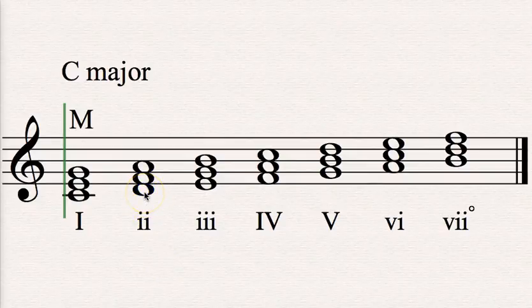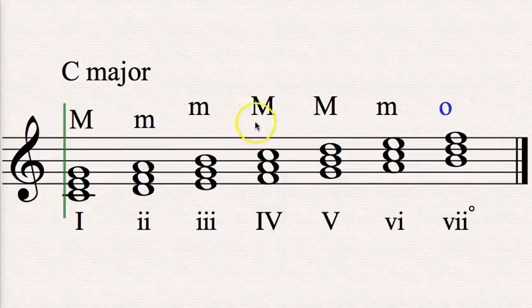Okay, so the two chord is always going to be a minor triad in a major key. Did I say minor key? I meant minor triad. The three chord is always going to be a minor triad. The four chord is always going to be a major triad. Five chord, another major triad. The six chord, a minor triad. You'll notice the seventh chord is the only one that's not major or minor. It's a diminished triad.